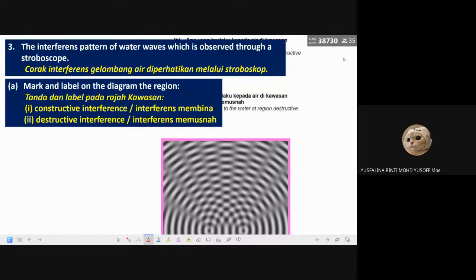All right, so the next one, mark and label on the diagram, on the region there. So the constructive interference is actually at the green one. So that is the constructive interference, while the line that you see, that one is a destructive interference.